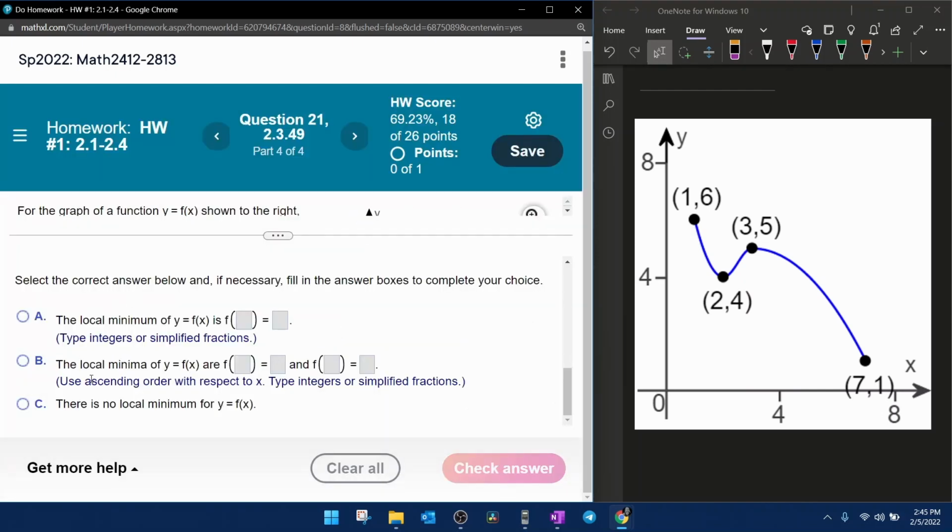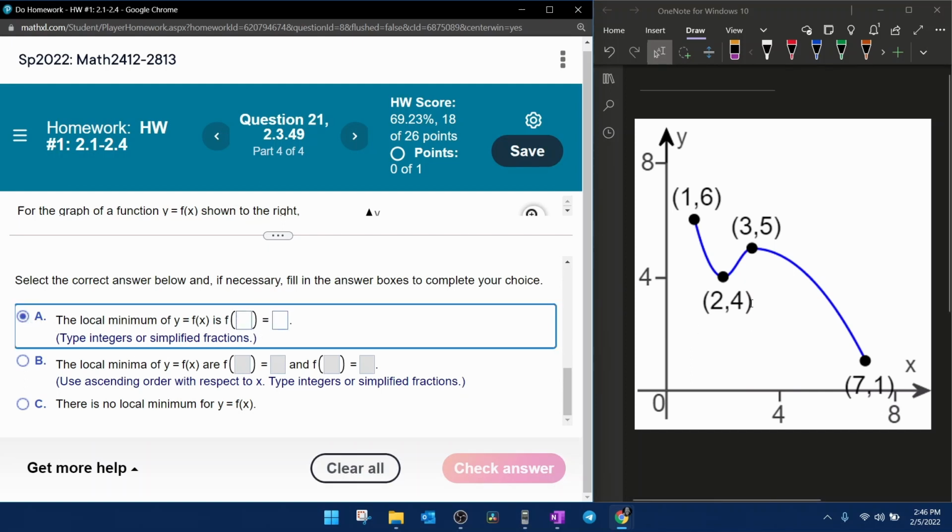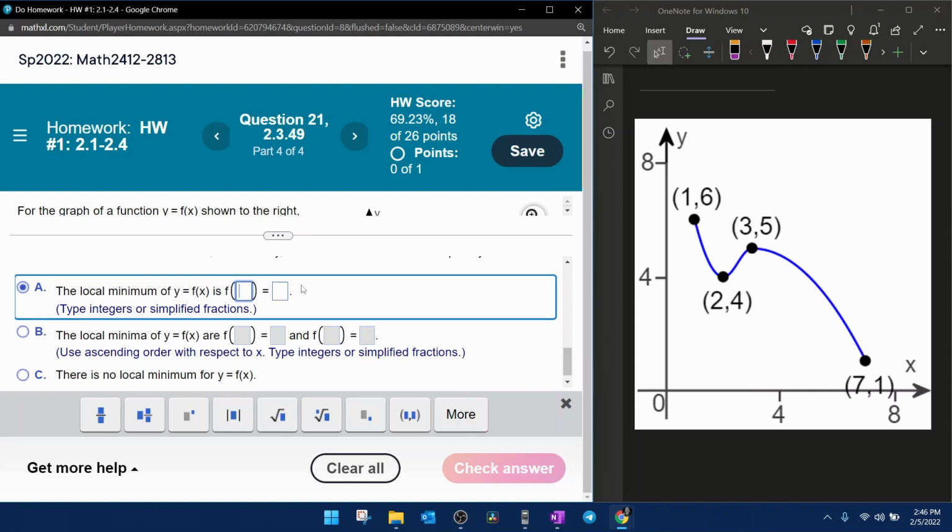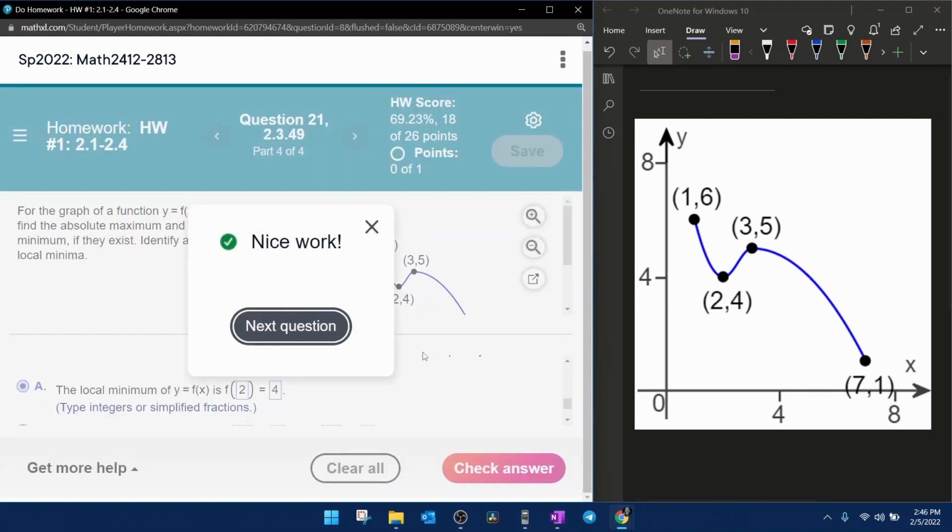And now we're going to do local minimum. So again, over here on the graph, we have a relatively low point here. I like to call this the valley. This is a hilltop. This is a valley, which is a local minimum. And there is only one. This is the only relatively low point in the middle of the graph. And that point occurs when x is 2, y is 4. That should be our local minimum. And that's going to do it for that particular problem.